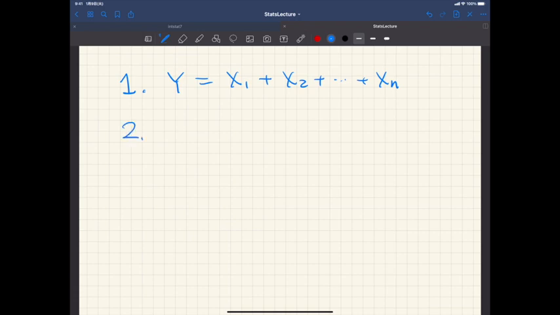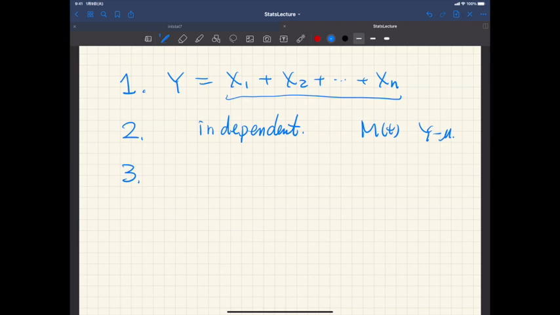And second, these random variables must be independent. Why is this important? Because otherwise we cannot calculate the moment generating function for y, right? Because in the calculation of the moment generating function for y minus mu, independence was assumed. Otherwise it was impossible to calculate this.